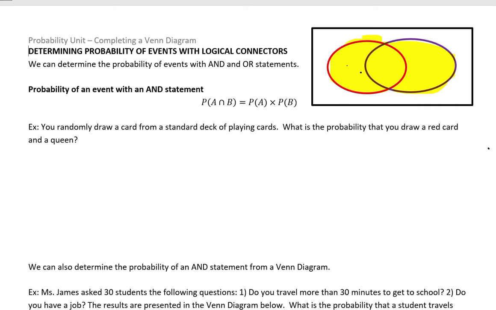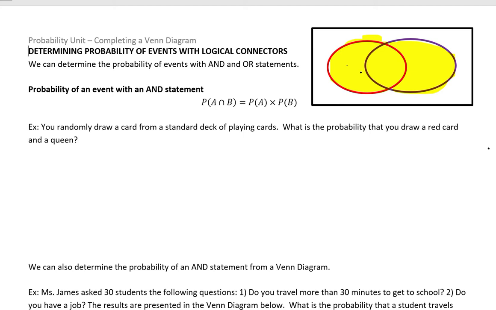Now, we can figure out probability two different ways, and it depends on what information we're given. If we're given the probability of A and the probability of B, we can find the probability of A and B. We can find the probability of being in this middle section by taking the probability of A and multiplying it by the probability of B. All that seems fairly straightforward. So let's take a look at this example.